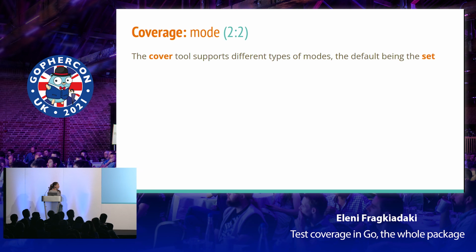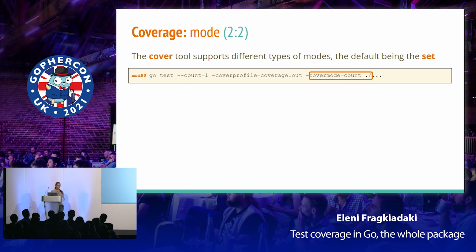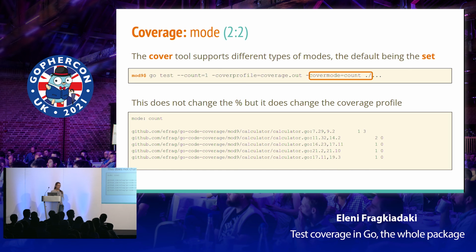So the Go cover tool actually has different modes. By default, it's going to go with set. Set is Boolean. Was it executed? Yes, no. So it's a 1 or 0 always. But you can change that by doing -covermode, and you can set the cover mode to count. And if you do that, it is going to change what it outputs.